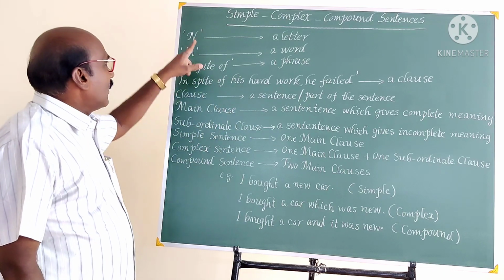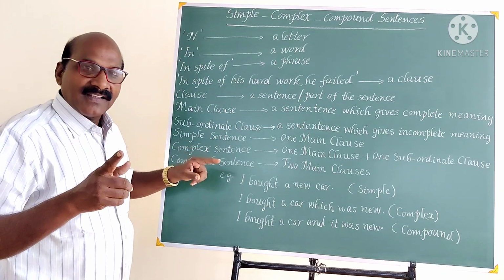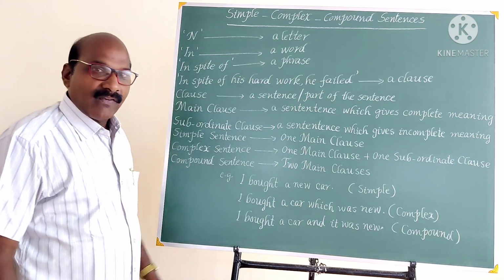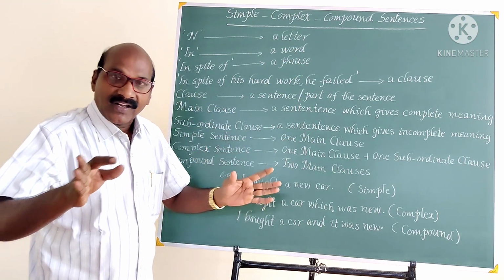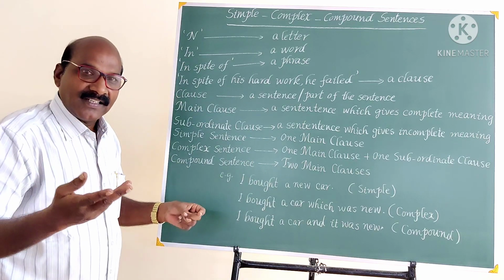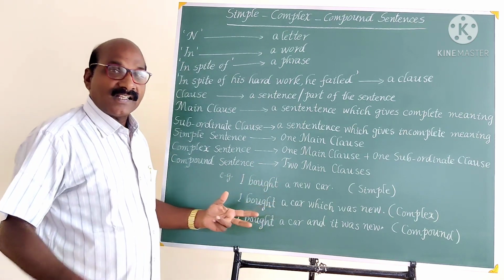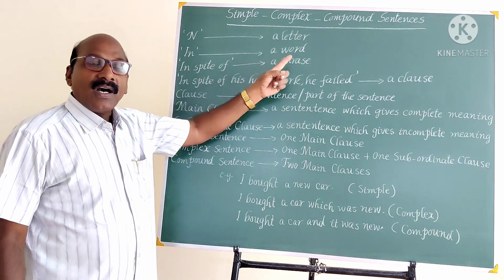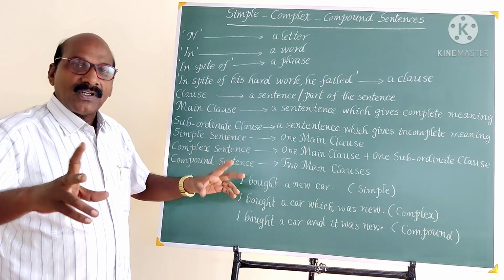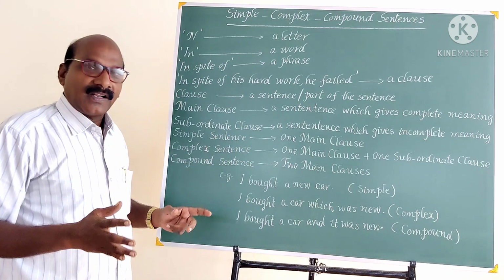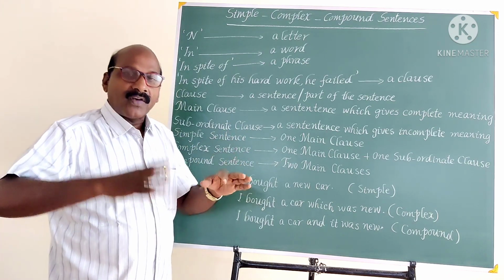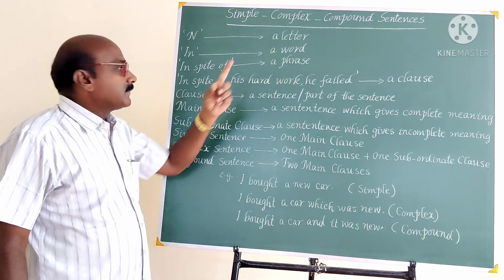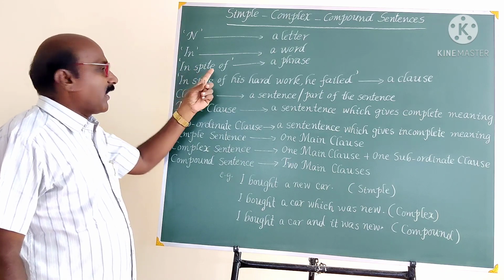See, N. What is this N? This N is a letter in the entire English alphabet. It is only a letter. N is a letter, A is a letter, B is a letter, C is a letter, like that. In. What is this? It is a word. What is a word? A word is a combination of some letters, the combination of some letters that gives certain meaning. That is called word.